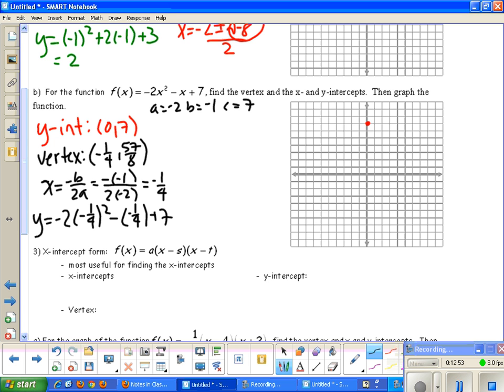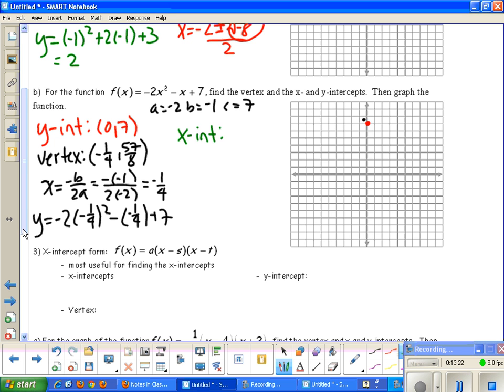And so, of course, the next thing I want to do is go ahead and plot this. So I have the coordinate -1/4, so -0.25, and then 57 over 8 is 7.125. So somewhere about right around in there. It's not going to be exactly perfect. Now that I have my vertex point, I can go ahead and find my x-intercepts.